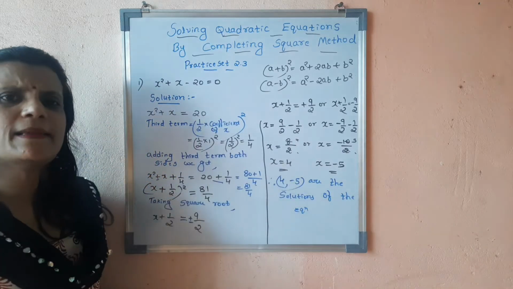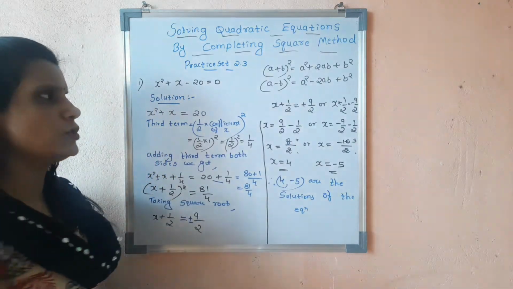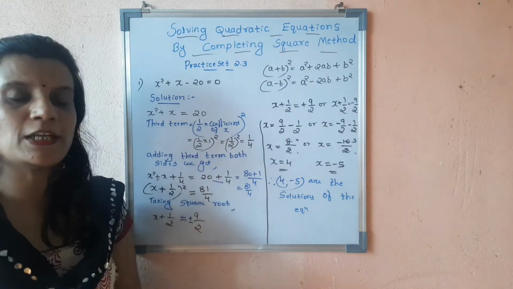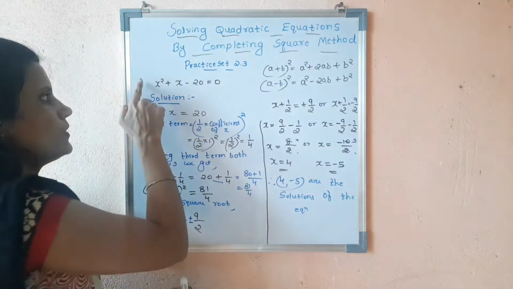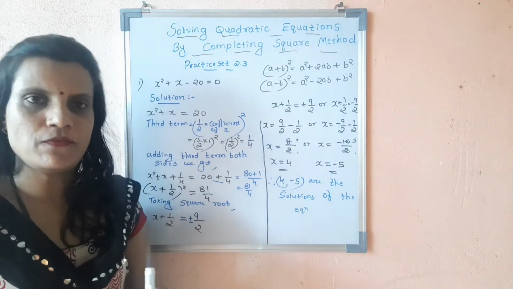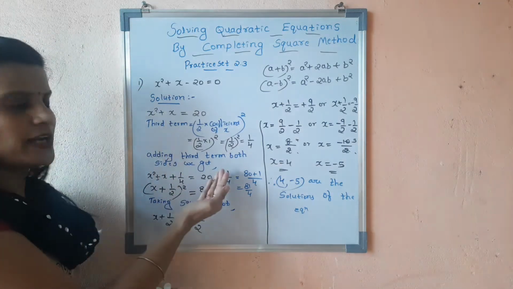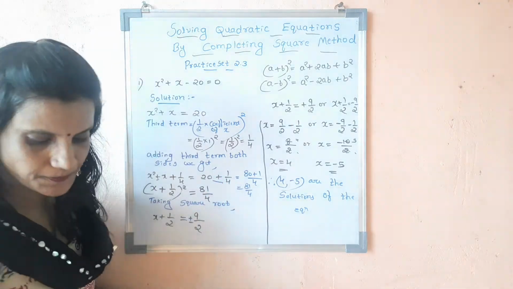Simple, very simple sum, okay. If you know these two formulas and the two steps, that you have to convert into a standard form, and next, if there is a coefficient, you have to divide by the coefficient. If you want, you can take a snapshot, okay.